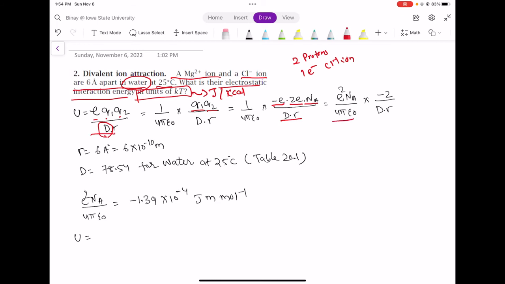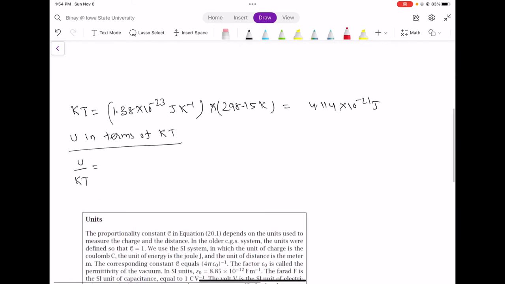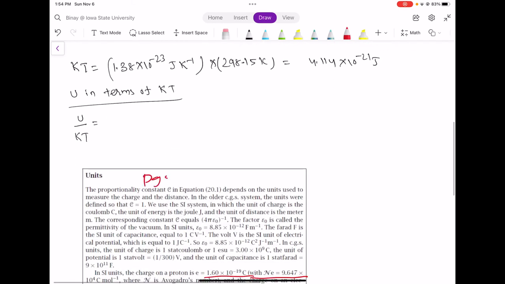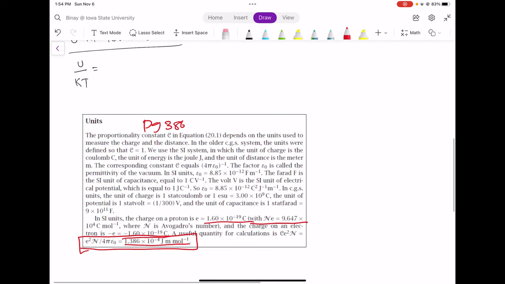We know from the book that the charge of an electron is minus 1.6 into 10 to the power minus 19 coulomb. The charge of a proton, which is roughly minus the charge of an electron, is 1.6 into 10 to the power minus 19 coulomb. This is already written on page 386 of the book. You can see the charge of an electron, the charge of a proton, and also the Avogadro number in terms of coulomb units. So this is already in coulomb, but I need it in mole.